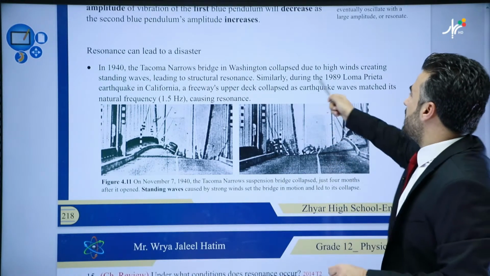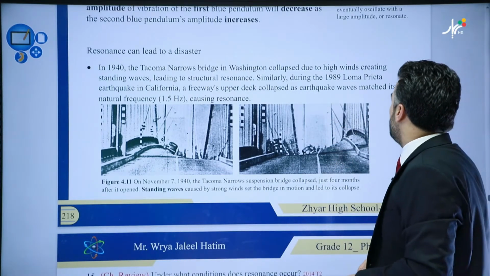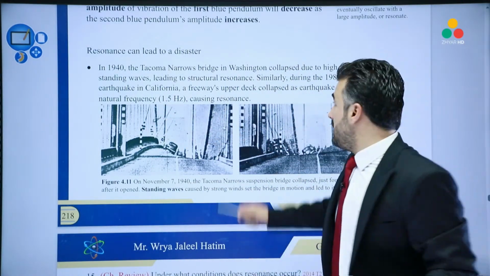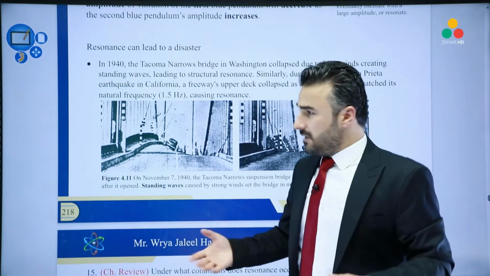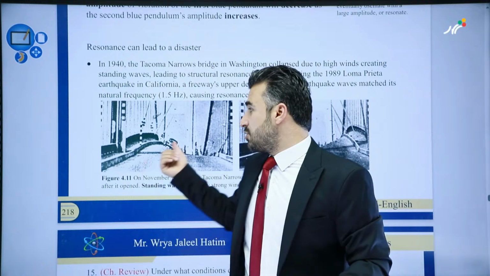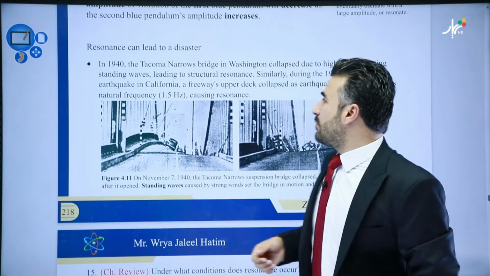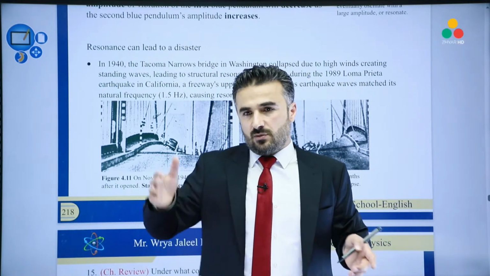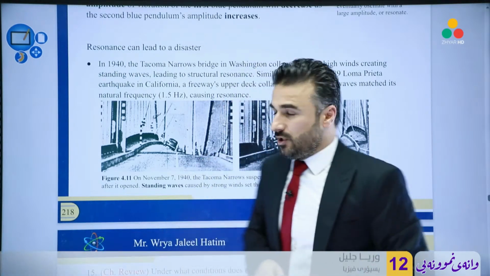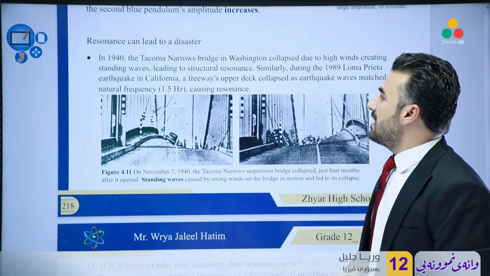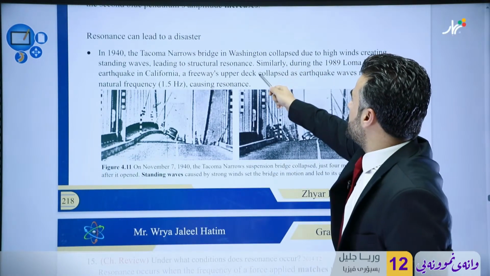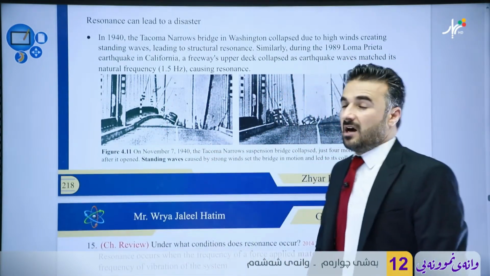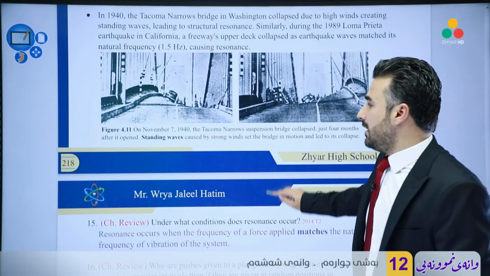Similarly, another case like that is the 1989 Loma Prieta earthquake in California, in which a freeway's upper deck collapsed. Why? Because of the earthquake waves. The earthquake's vibration matched the upper deck of this highway bridge. Once the frequencies match, the system vibrates with a larger amplitude. This larger back and forth movement led to a collapse. So the upper deck collapsed as the earthquake waves matched its natural frequency, which was about 1.5 hertz, causing resonance.